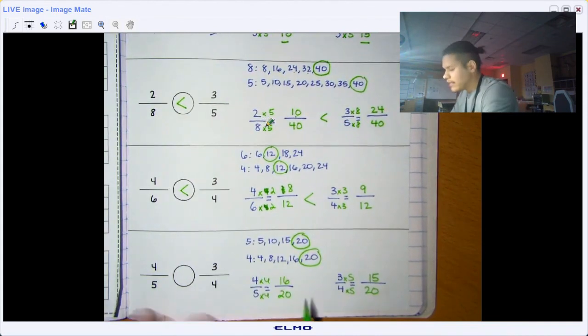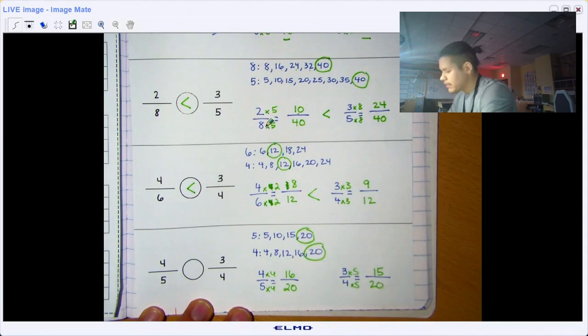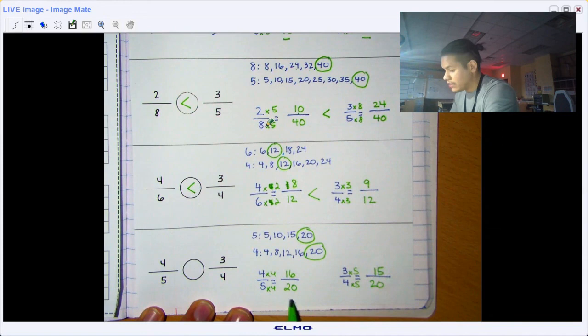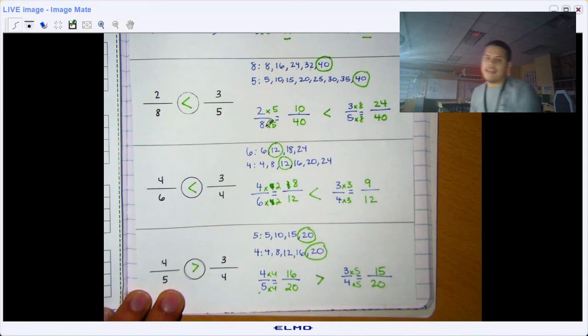Okay, and in the last example, 20 was my common denominator. I ended up with the fractions with common denominators of 16/20 and 15/20. Well, 16 is greater than 15, so 4/5 must be greater than 3/4.